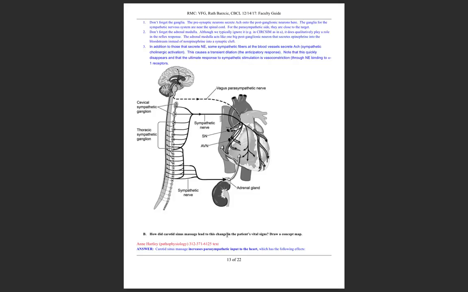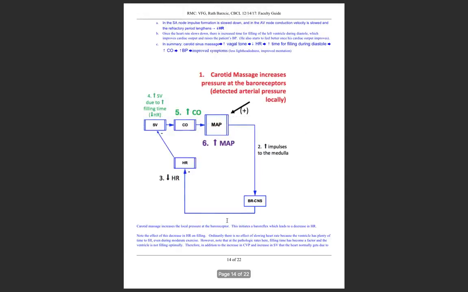And then the B part of this is to draw a concept map that actually shows how the carotid sinus massage leads to the vital signs. And this is what we see here. We have an increase in local pressure, and that increases impulses to the medulla, that decreases the heart rate. And this is where the students will get messed up because they're used to thinking decreased heart rate, decreased cardiac output. But because the heart rate is so high, you've actually impinged on filling time, which doesn't ordinarily happen, but during pathology, it can if the heart rate gets high enough, and here it's high enough. So we've decreased filling with a high heart rate.